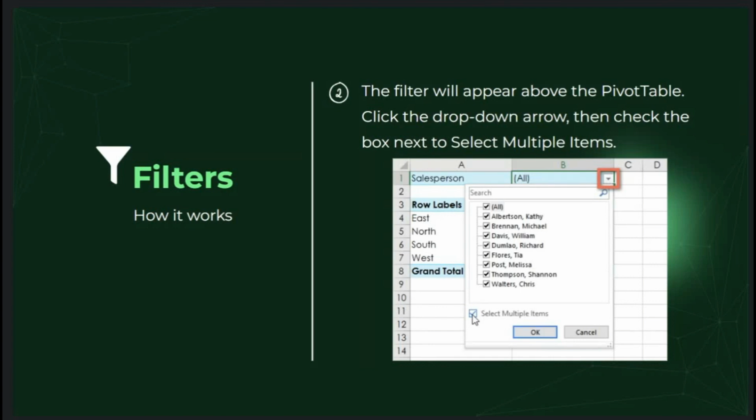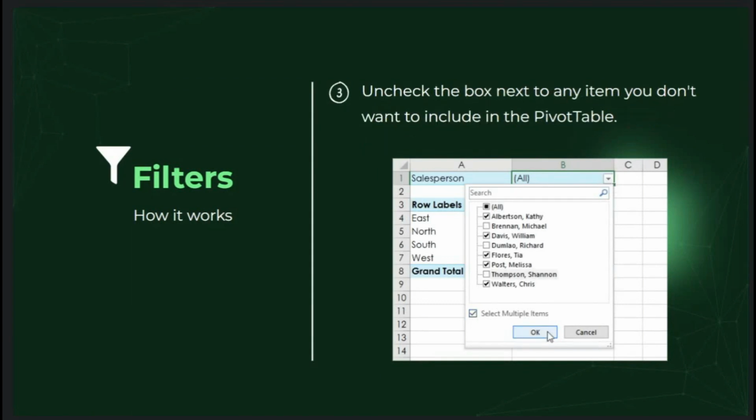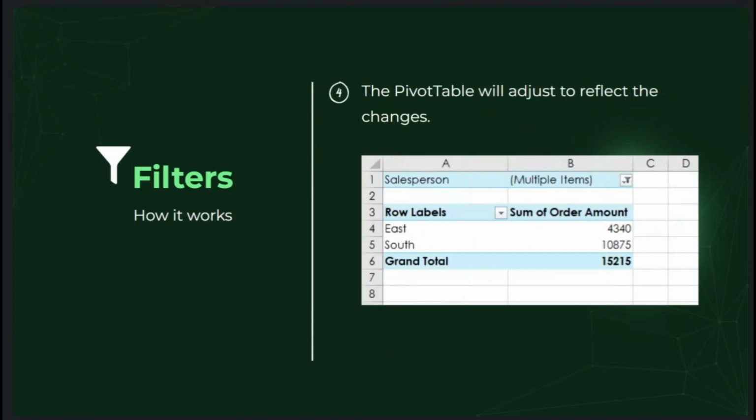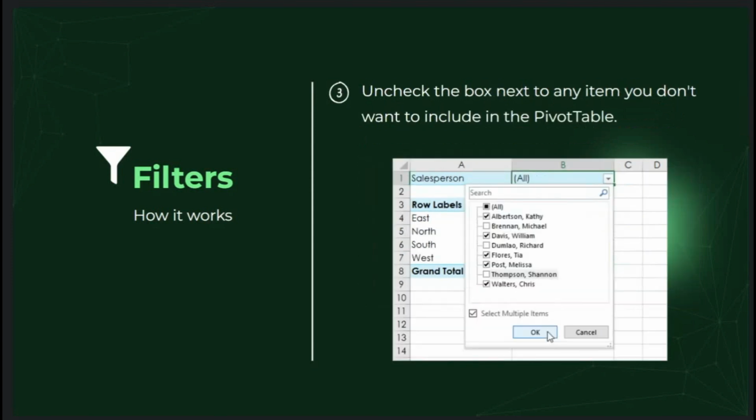And then, you can uncheck the box next to any item you don't want to include in the pivot table. So in our example, uncheck sila Brennan, Dumlao, Thompson. Yan. Then click OK if you're satisfied. And then the pivot table will adjust to reflect the changes. Yan. So yung filters niya na-adjust according to the changes.